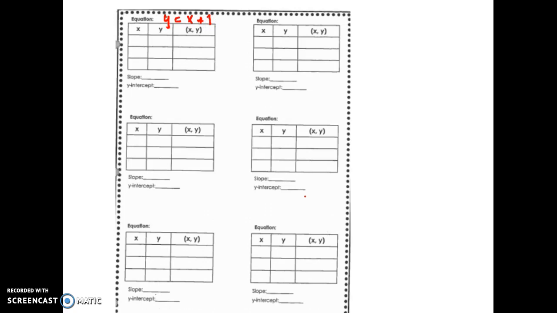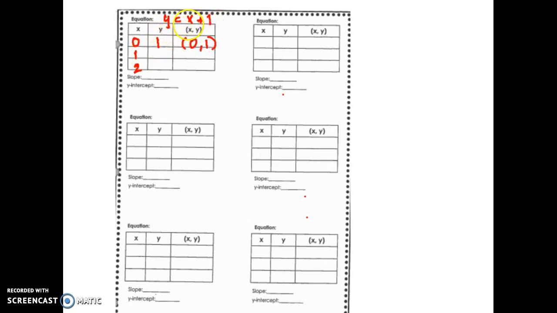My input values, it does not matter as long as you can graph them. So I'm going to pick again 0, 1, and 2. My input is 0. Now what will be important here is your output. I'm going to take my input of 0, plug it into this equation. If y is equal to 0 plus 1, my y is going to be equal to 1. So my ordered pair would be 0 and 1. Y equals x plus 1.